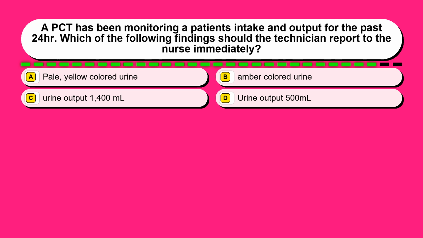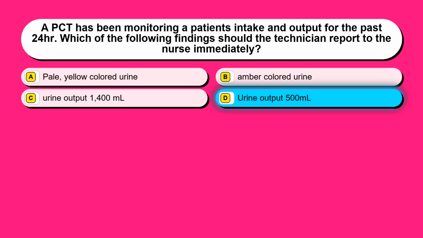Question 44. A PCT has been monitoring a patient's intake and output for the past 24 hours. Which of the following findings should the technician report to the nurse immediately? Option A, pale, yellow-colored urine. Option B, amber-colored urine. Option C, urine output 1,400 ml. Option D, urine output 500 ml.